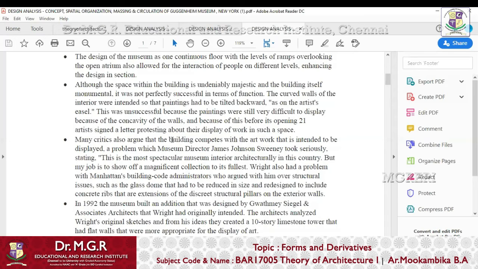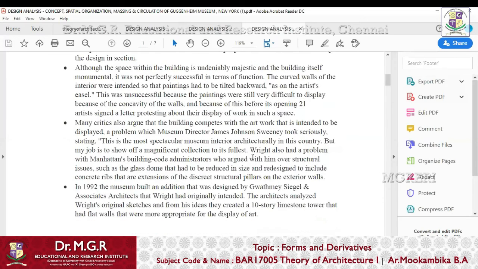Many critics also argued that the building competes with the artwork that is intended to be displayed, and this was a problem that was seriously addressed back then. This is the most spectacular museum interior architecturally in this country, but my job is to show off a magnificent collection to its fullest. Wright also had a problem with Manhattan's building code administrators who argued with him over structural issues such as the glass dome that had to be reduced in size and redesigned to include concrete ribs that are extensions of the discrete structural pillars on the exterior walls.